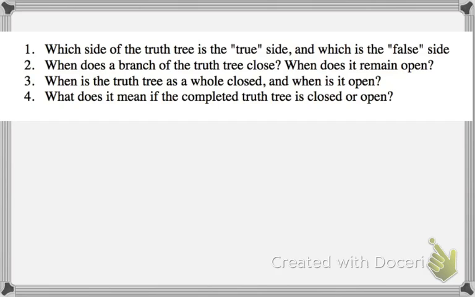When does a branch of the truth tree close, and when does it remain open? When is the truth tree as a whole closed, and when is it open? And what does it mean if the completed truth tree is closed or open?